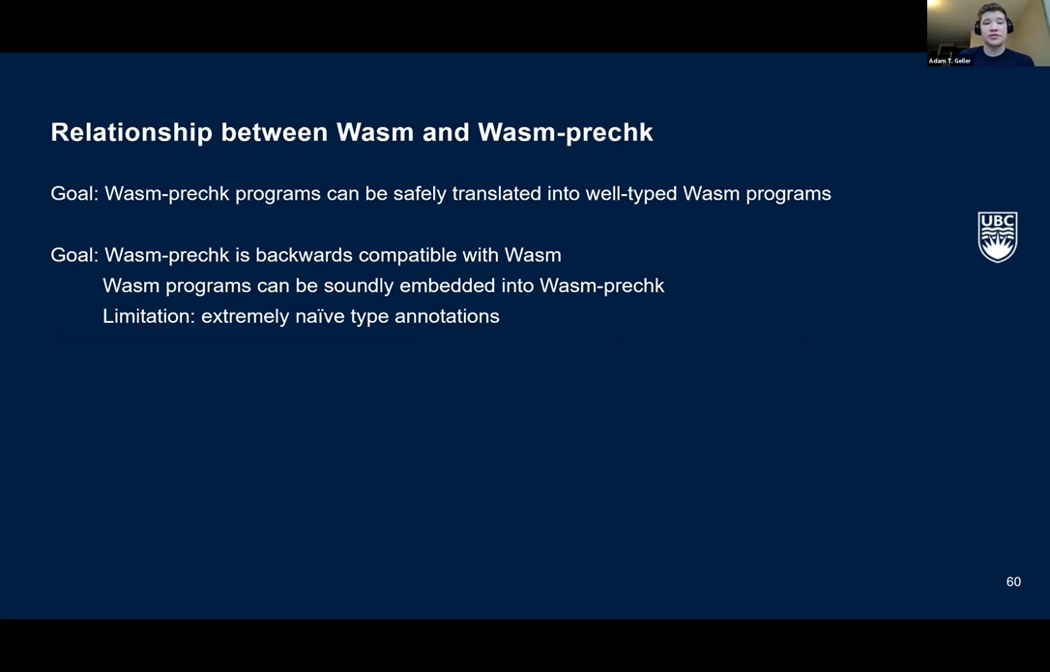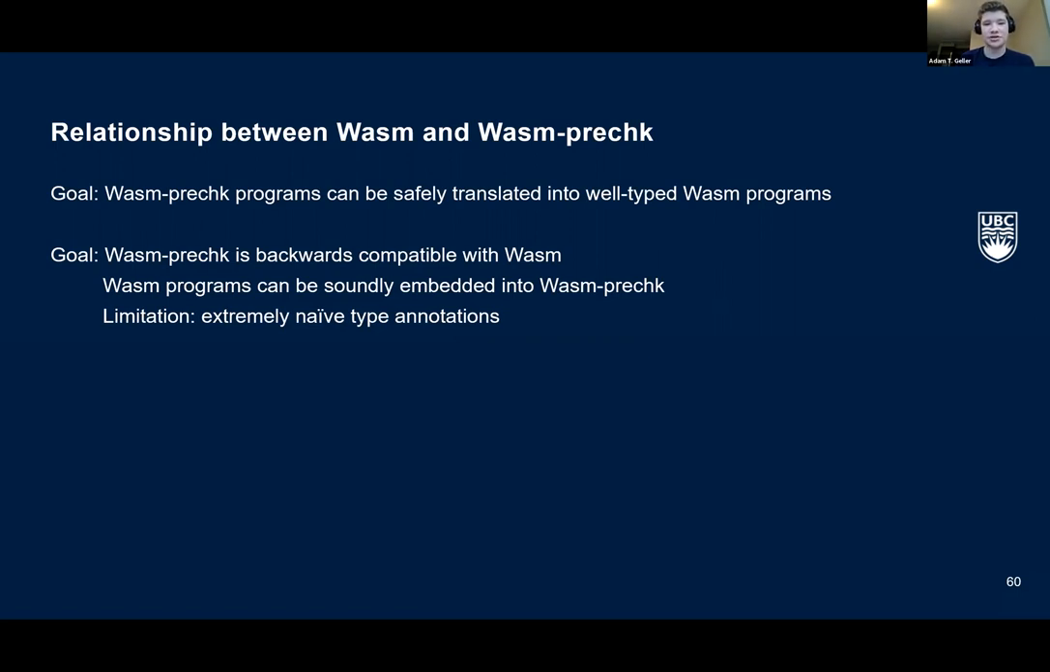We've also shown that Wasm-prechk programs can be safely translated into well-typed Wasm programs using erasure, which isn't very interesting because Wasm-prechk contains strictly more information in the types, in the representation of types. More importantly, Wasm-prechk is backwards compatible with WebAssembly. If you take a well-typed WebAssembly program, you can use this embedding function to produce a well-typed Wasm-prechk program.